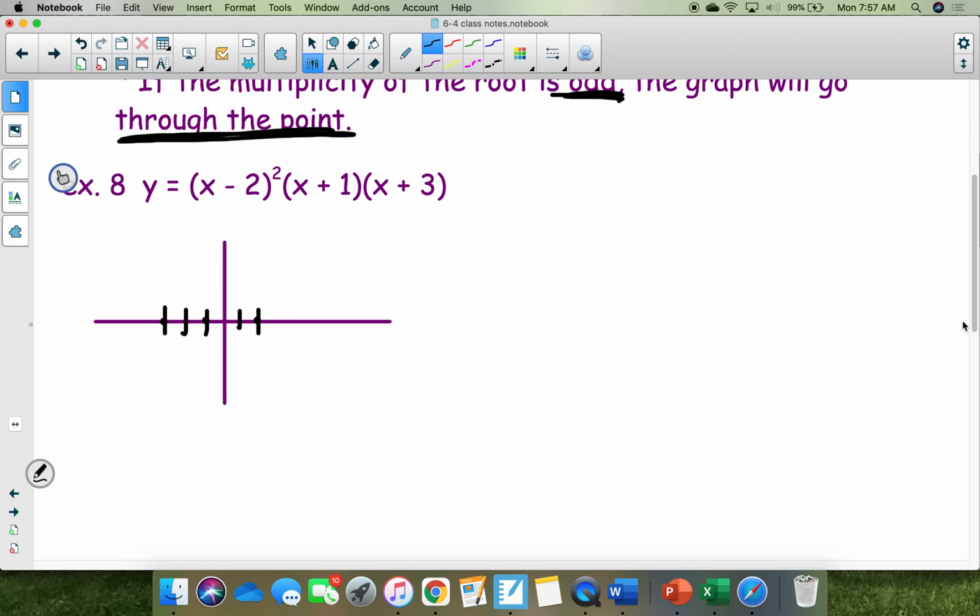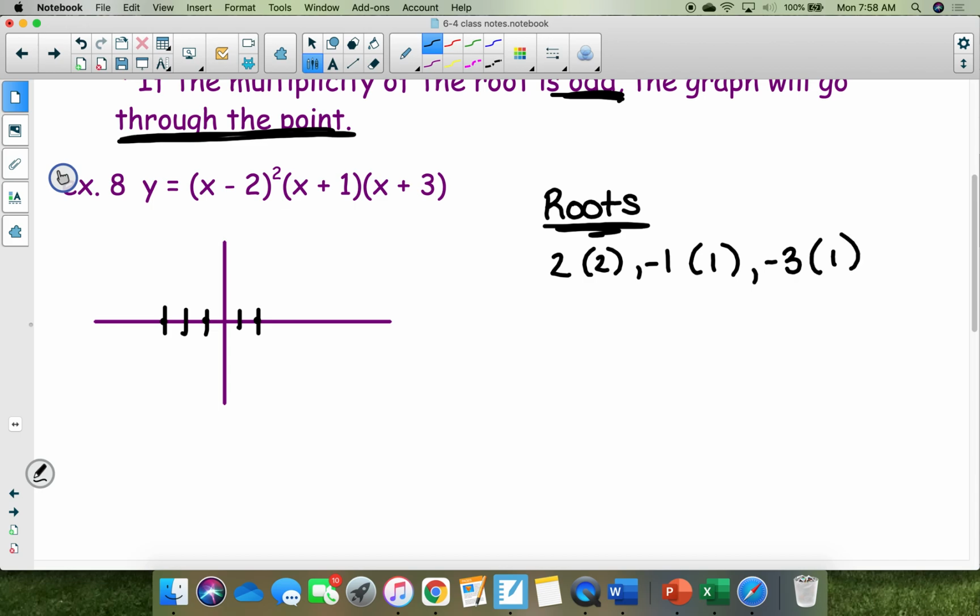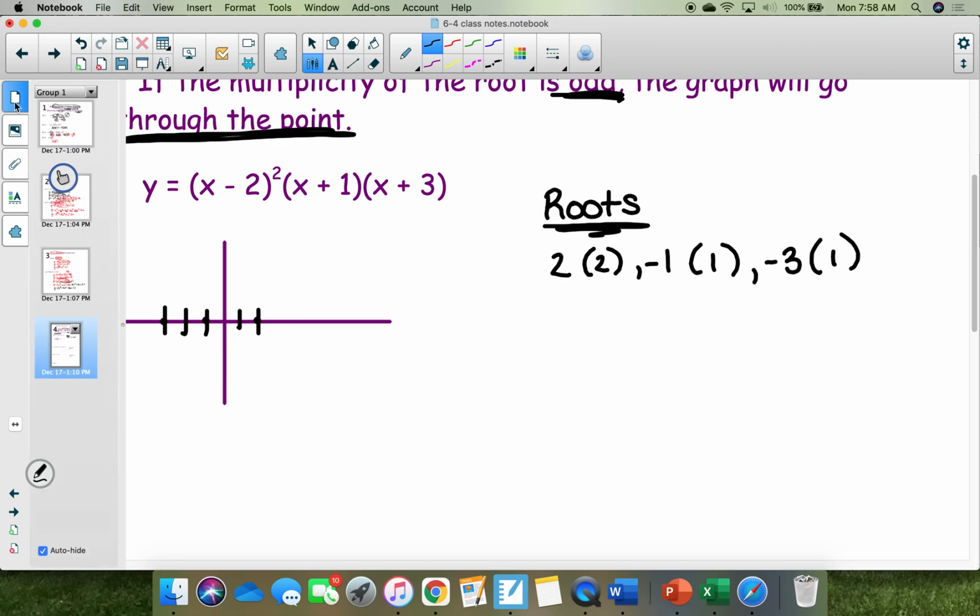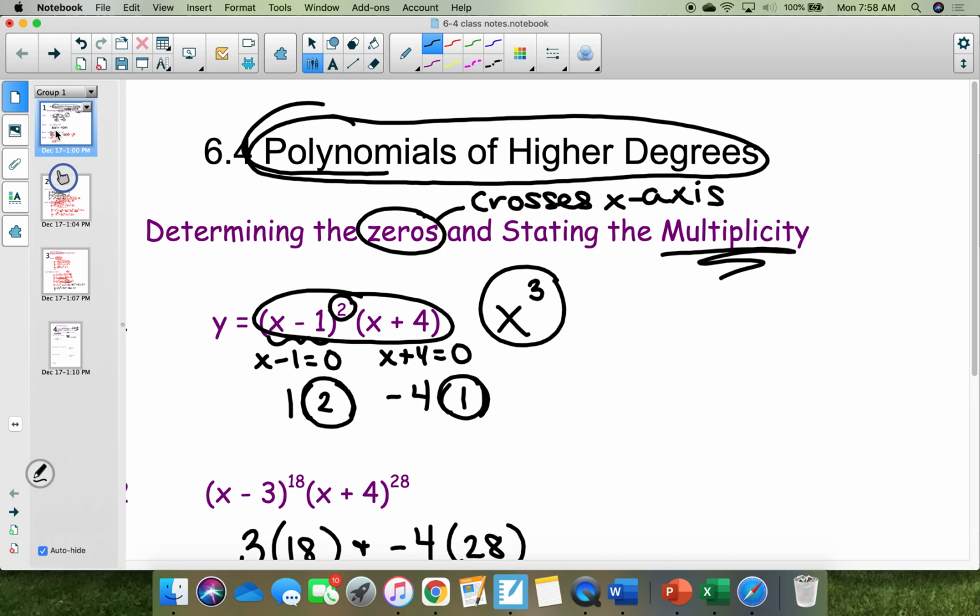Okay, the first thing I'm going to write down are my roots. And if I were you, I'd go step by step like me. 2 is a root. I have 2 of them. Negative 1 is a root, and I have 1 of them. And a negative 3 is a root, and I have 1 of them. So that's the first thing you should write down. And where did I get this from? I got this from the first page of writing the zeros and the multiplicity.